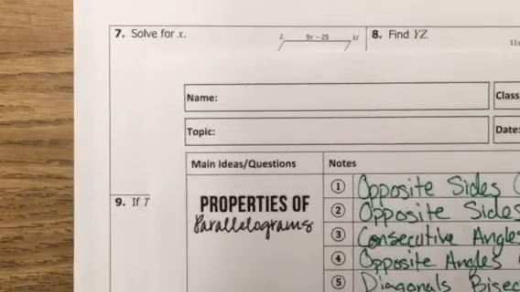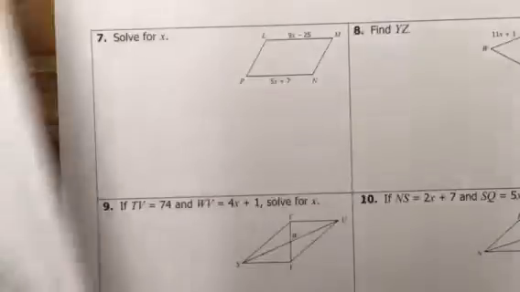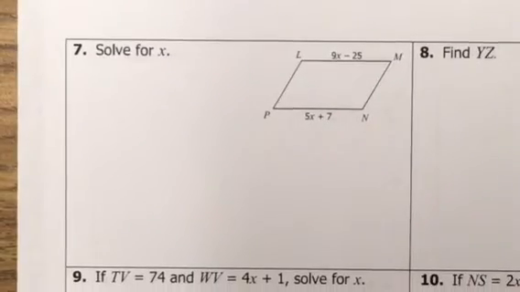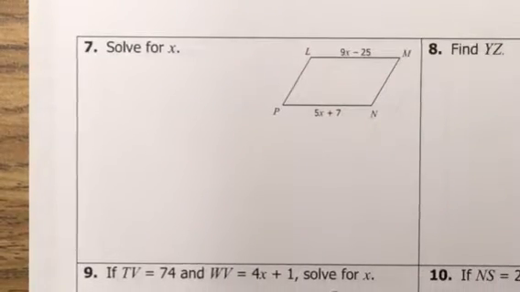Welcome back. We are talking properties of parallelogram. Flipping over on the back side of that page. Again, we're going to start out by identifying what property we can use and then use it to find the missing value. In this case, number 7, we're solving for x.